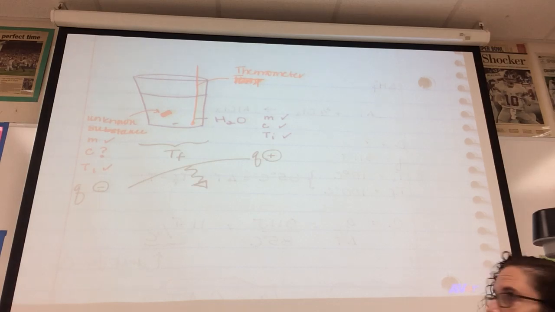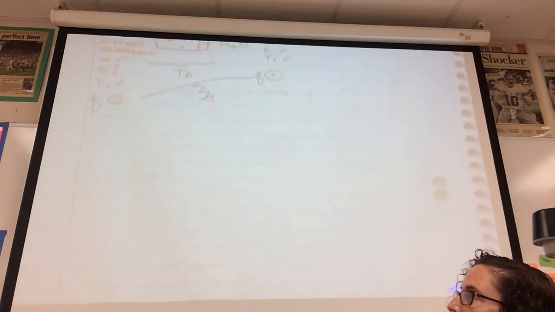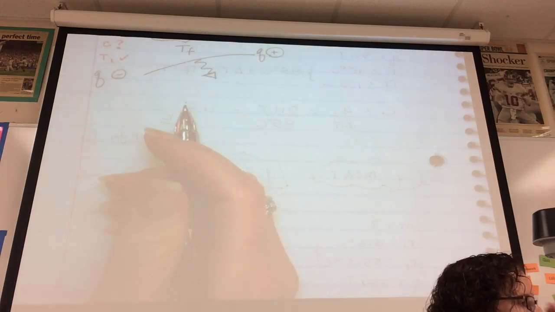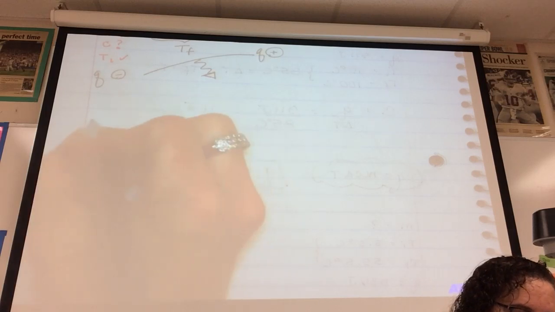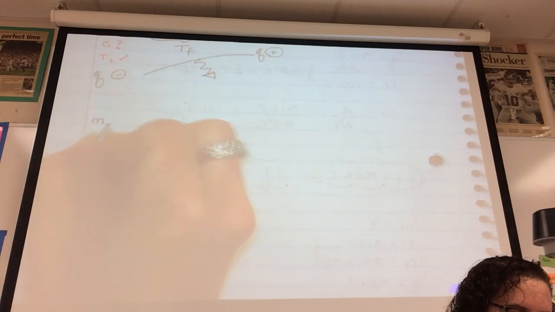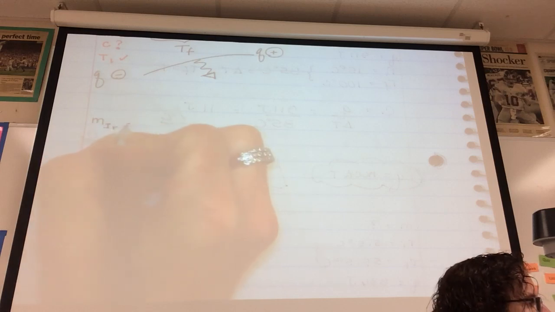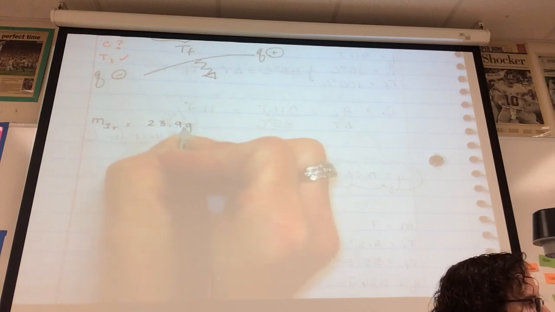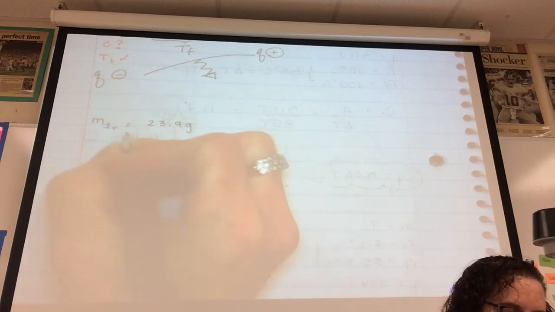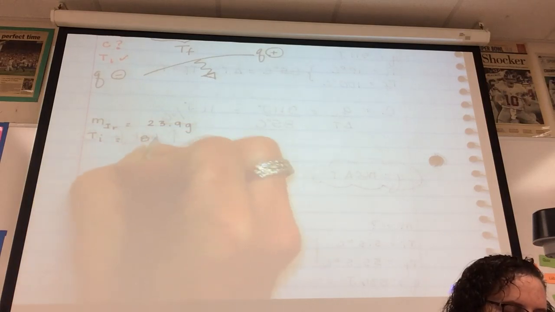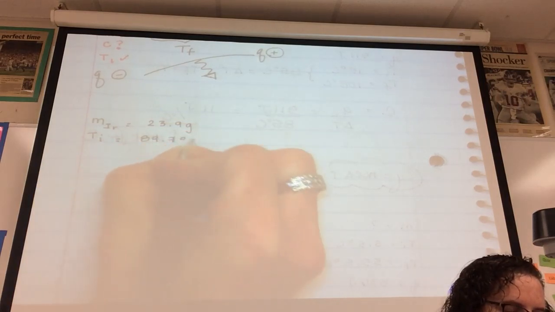The example states a 23.9 gram piece of iridium is heated to. So the mass of the iridium is 23.9 grams. And the initial temperature of that substance is 89.7 degrees Celsius.